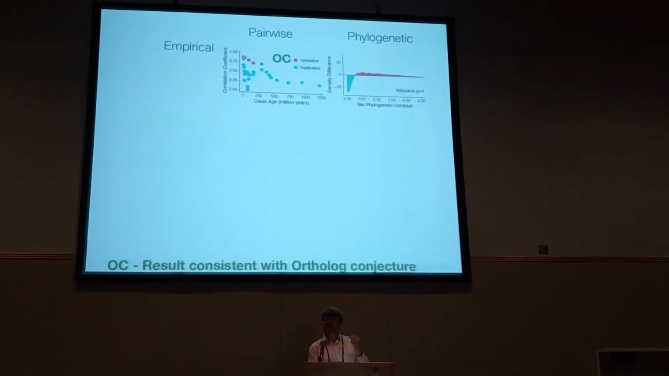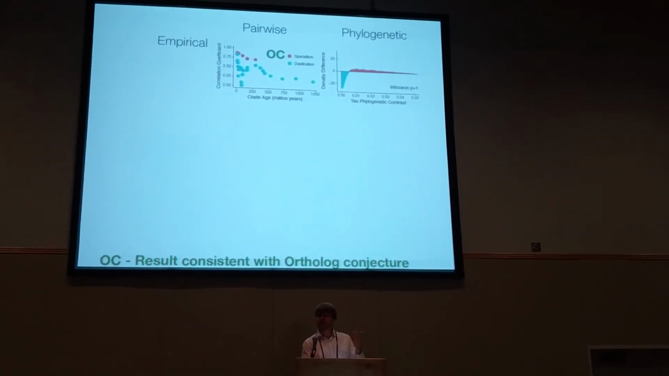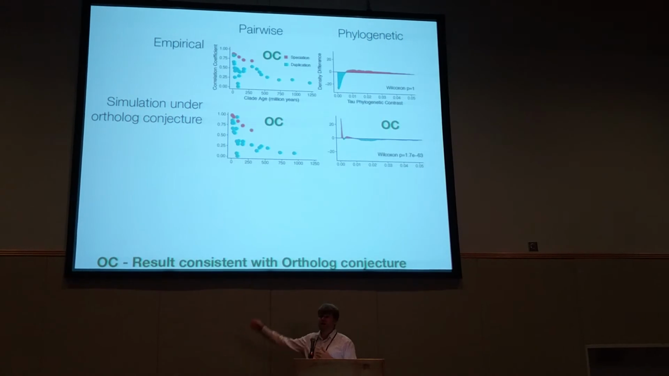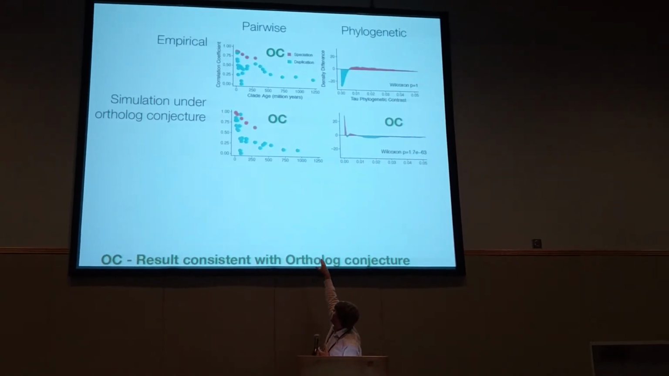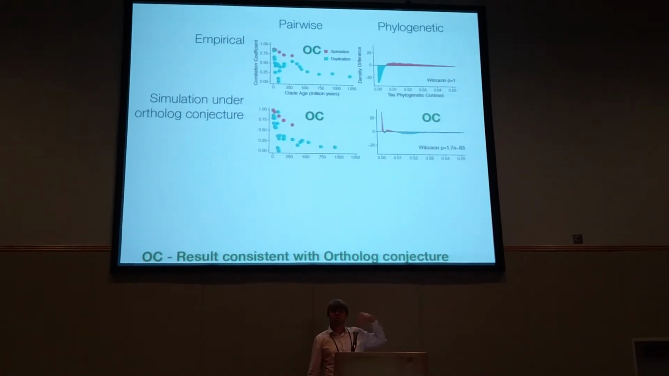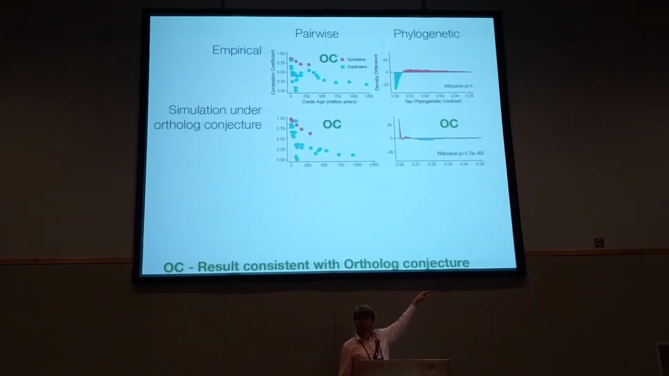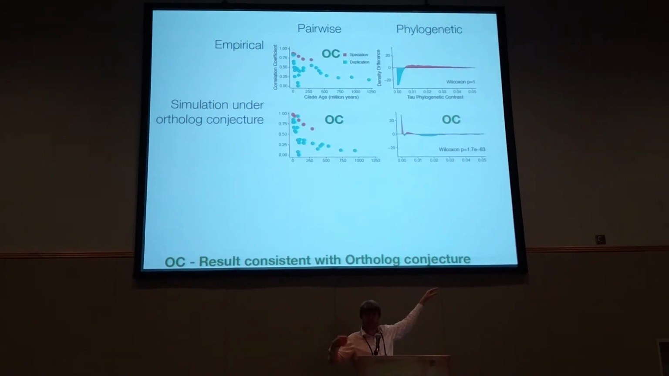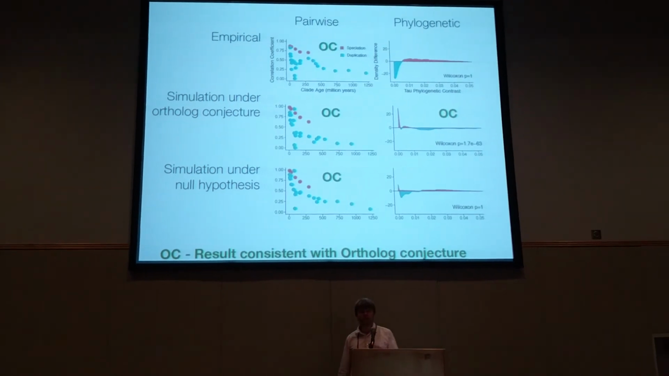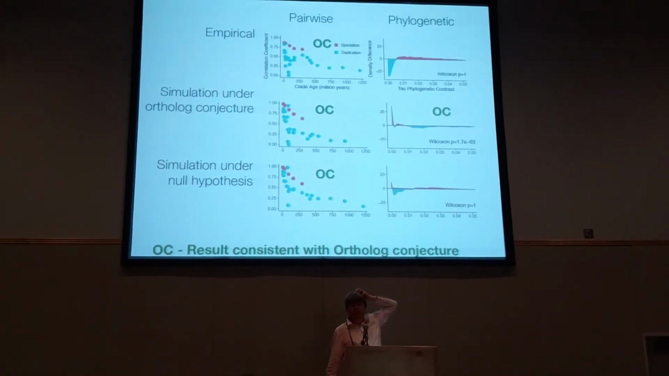So then we simulated the evolution of expression on these exact same gene trees under these alternative hypotheses. First we looked under the ortholog conjecture, and that's the pairwise plot that we get. The OC label indicates that the plot is consistent with the ortholog conjecture. So that's good: we get pairwise results showing support for the ortholog conjecture, and we get the phylogenetic approach showing a result for the ortholog conjecture. So when we simulate the data under that model, we recover that result with the method. If we simulate the data under the null model, that there's no difference, we get a distribution that looks just like our distribution up there.